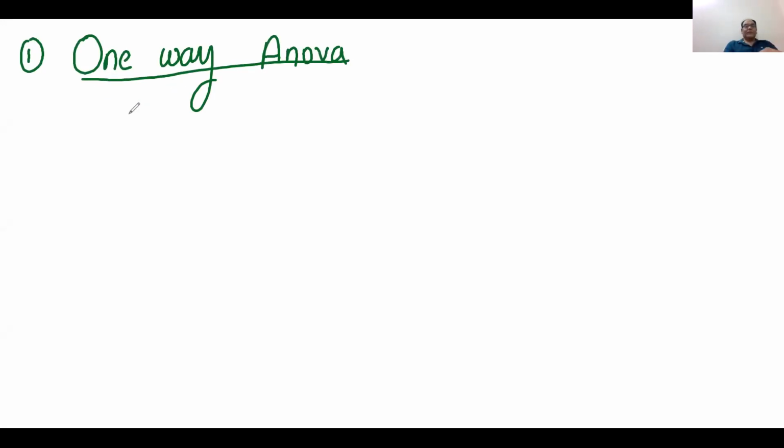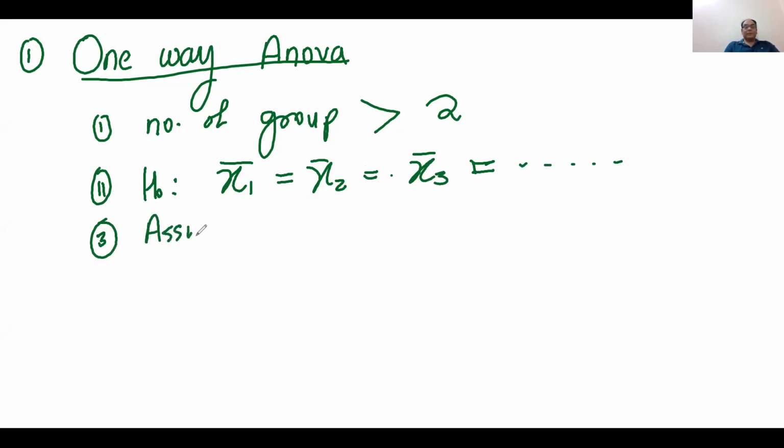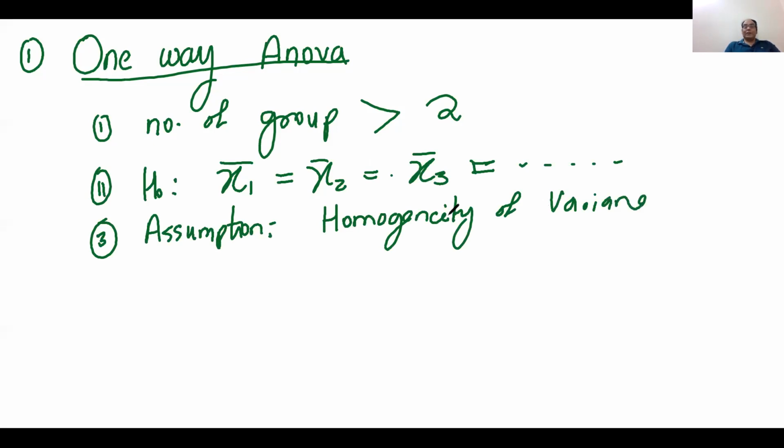Now, what are the properties of one-way ANOVA? Number one, the number of groups should be more than 2. Second, the null hypothesis is that all group means are equal. So this is the null hypothesis. Third, the assumption. The important assumption here is homogeneity of variance, the same thing which we tested in the independent sample t-test.